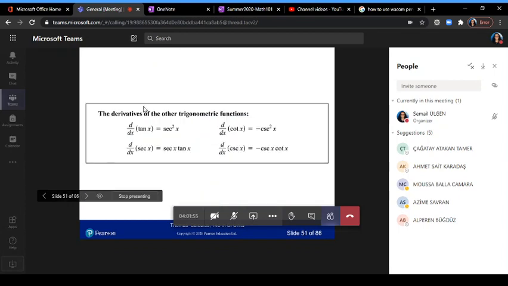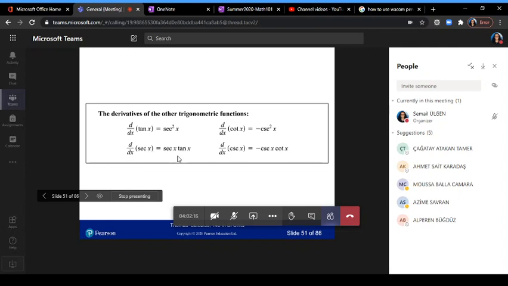Okay. How about the derivatives of other trigonometric functions? For example, tangent, the derivative is going to be secant squared x. How would you find it? You look at sine x over cosine x. You use the quotient rule for the derivatives, and you're going to get secant squared x. Or you can memorize it, okay?